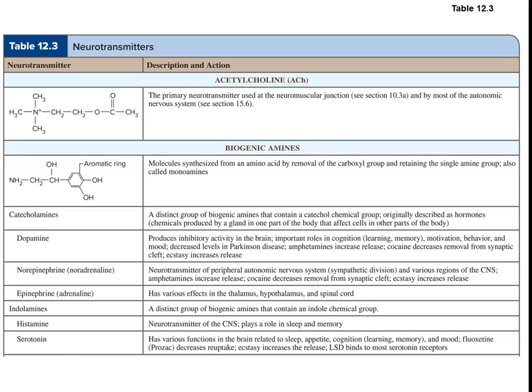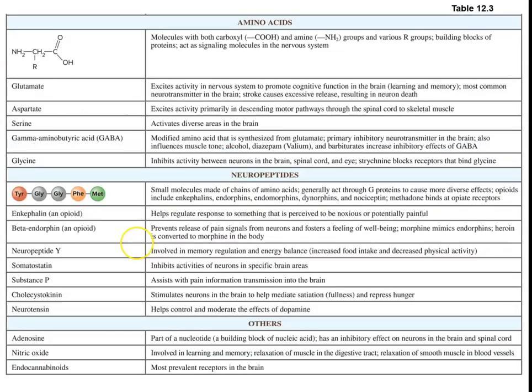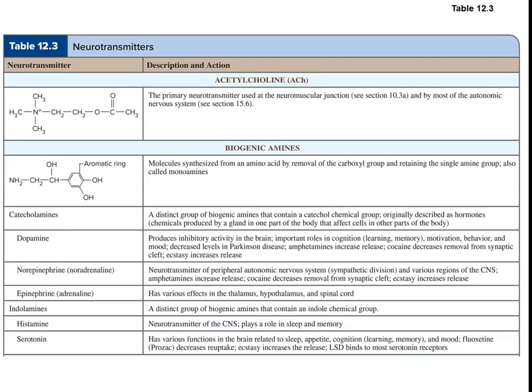Okay, here is the chart of several different neurotransmitters. So I would like for you guys to go through and familiarize yourself with a few of them. You should definitely know acetylcholine. You should know norepinephrine. Really, you should know all of the catecholamines, dopamine, norepinephrine, and epinephrine. But focus on norepinephrine.